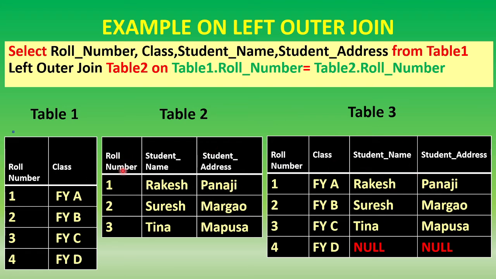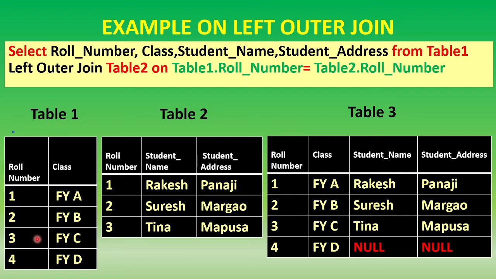Same way, roll number 2 is there in table 2 and roll number 2 is there in table 1 also. So here also roll numbers are matching. So again, since it is matching, matched records will be written from table 2. That is Suresh and Margaon will be written in the output table.